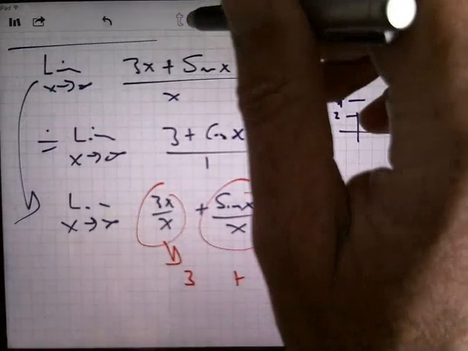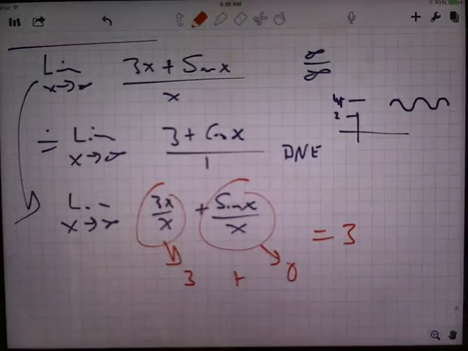Okay. All right, 0 over 0, infinity over infinity. That's when L'Hopital's rule applies.